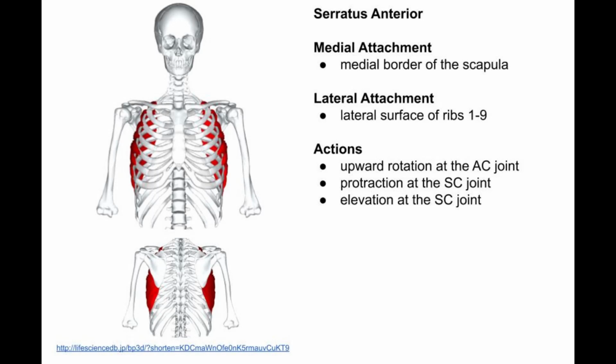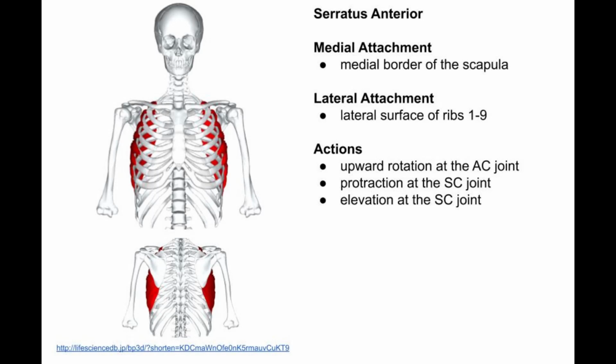For actions, we have upward rotation at the AC joint. So as the muscle pulls laterally on that medial border of the scapula, the glenoid fossa starts to point upward, which is upward rotation of the AC joint. They do protraction of the SC joint. So with that same line of pull, as it pulls on the scapula, the clavicle itself would start to move anteriorly in the transverse plane, which is protraction of the SC joint.